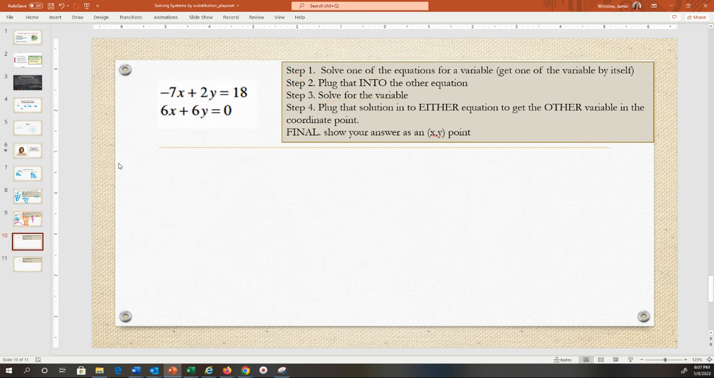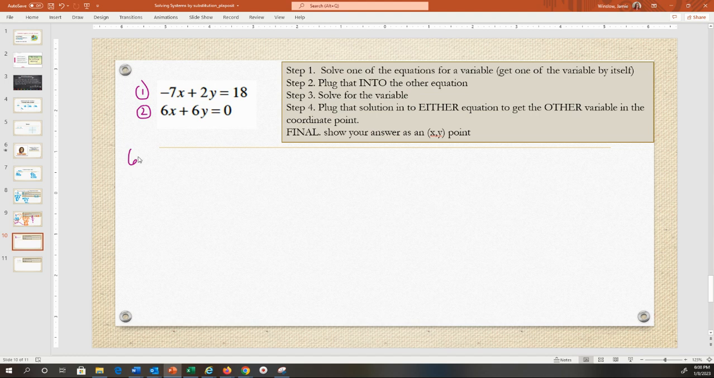Okay, moving on. Next example. All the steps are the same for everyone. It just kind of depends what system you're given, whether you might have to do a little bit more math or not. Let's solve one of the equations for a variable. Now, both of these look pretty hefty. They have coefficients in front. I'm leaning towards number 2 just because there's a 0.